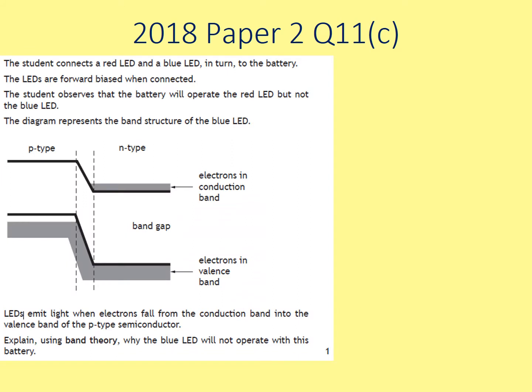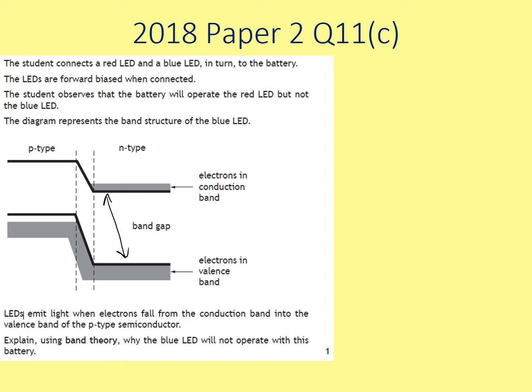2018 paper 2, question 11c. The student connects a red LED and a blue LED in turn to the battery. The LEDs are forward biased when connected. The student observes the battery will operate the red LED but not the blue LED. The diagram represents the band structure of the blue LED. And we can see in the blue LED we have quite a big band gap here.